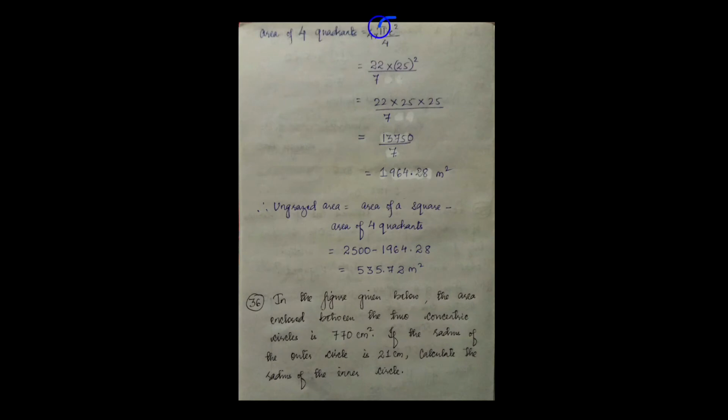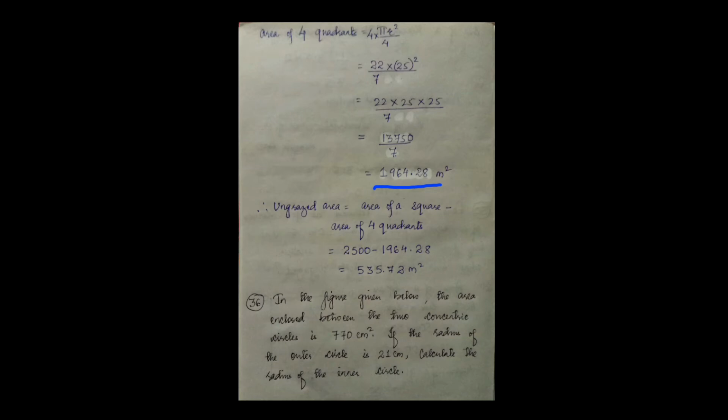Area of 1 quadrant is pi r square by 4. So we'll multiply by 4, then we can cancel this 4 and 4. We'll get 22 by 7 into 25 square. If you multiply only the numerator, you will get 13,750 divided by 7. So on division, you'll get 1964.28 meters square. This is the area of 4 quadrants.